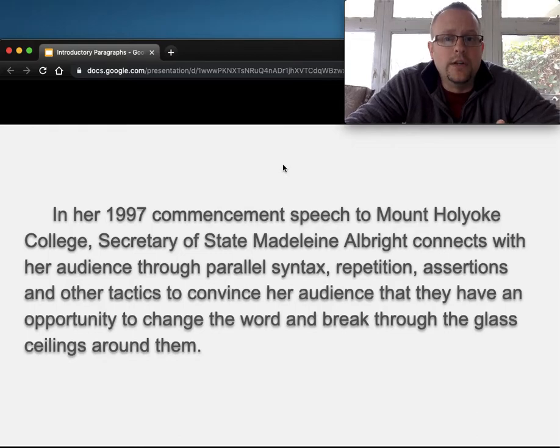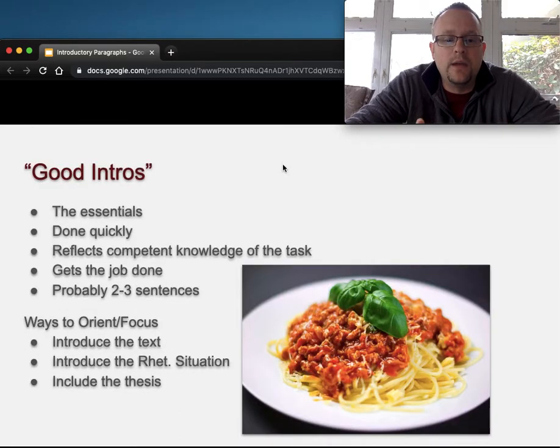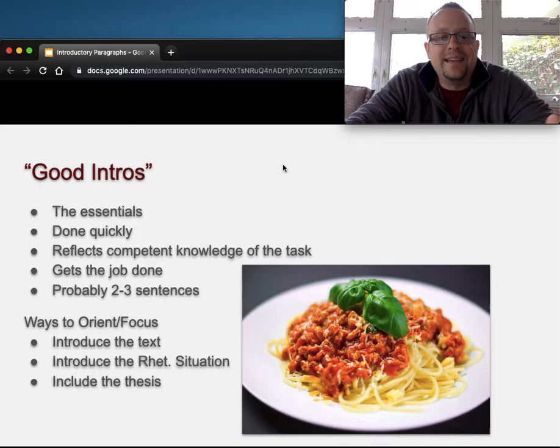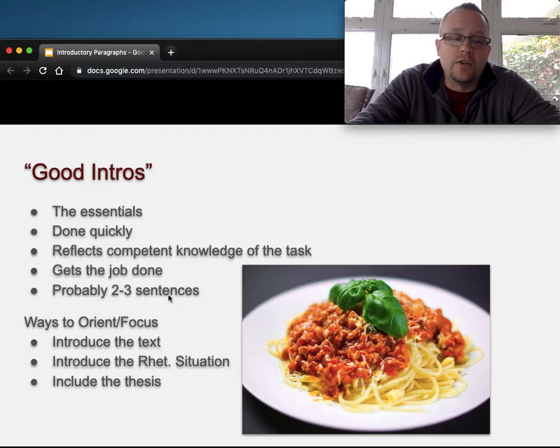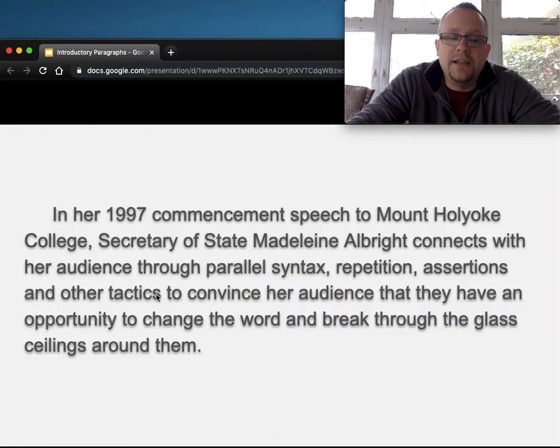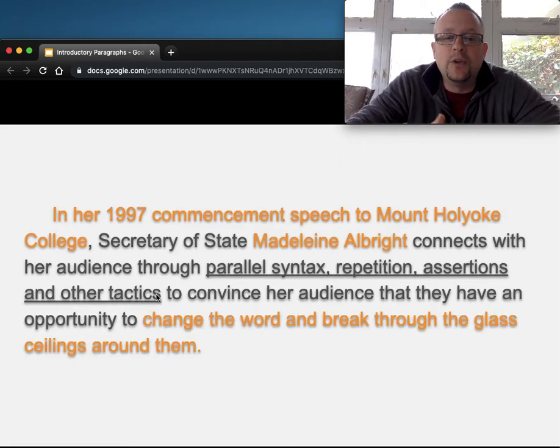This is a good introduction. It does everything that we said so far, as it has the essentials done. It's reflecting competent knowledge of the task. It's reflecting competent knowledge of the passage, understands what Madeleine Albright's overall objective is. And it gets the job done. It's probably done quickly. It's introducing the text. It's introducing aspects of that rhetorical situation. It has a thesis. What it does not do is it's probably not 2 to 3 sentences. You take a look at this one, it is only one sentence. But within that one sentence, it does all of these things that are necessary.